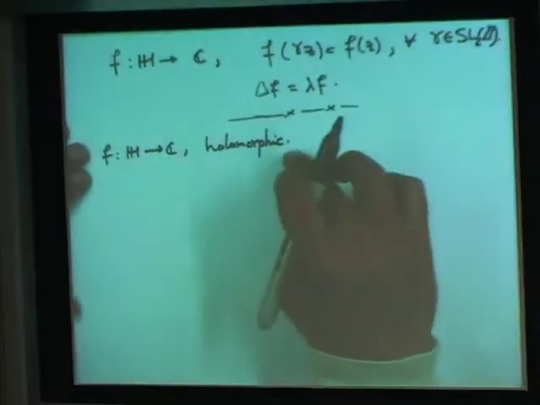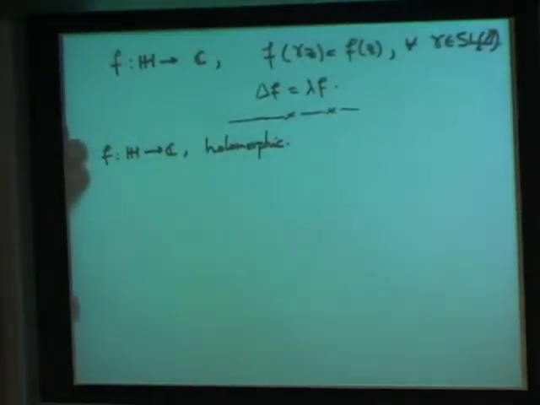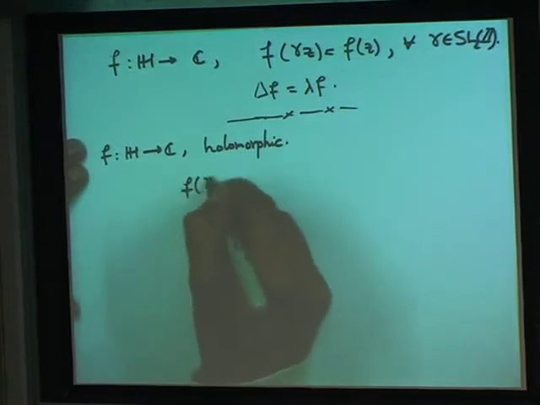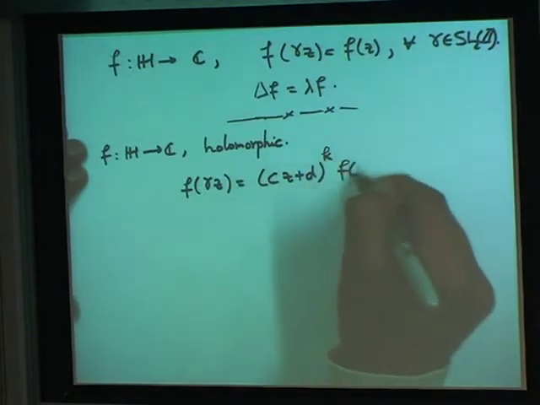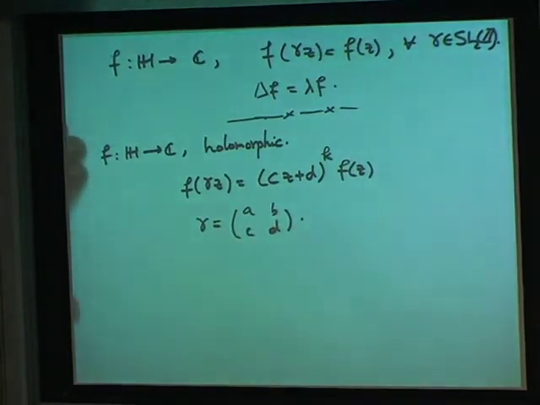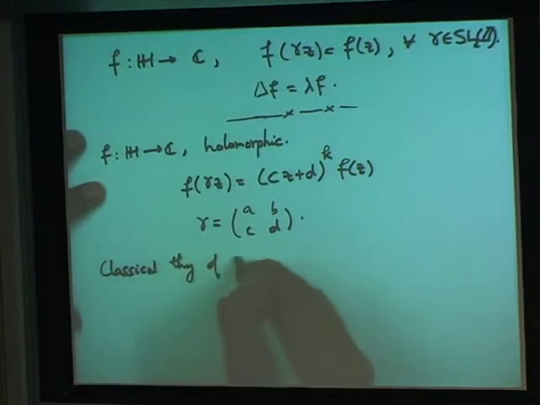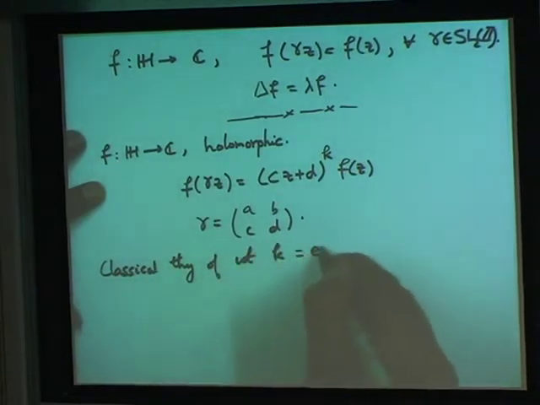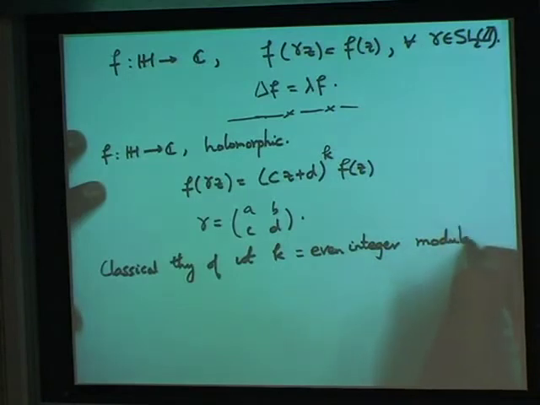But if you want them to transform nicely, so that f of gamma z should be f of z, then of course there are not so many of these. But we can instead ask for something like f of gamma z is a modular form of weight k, so it's cz plus d to the k times f of z, for gamma being some matrix with entries a, b, c, d. And this is the classical theory. A modular form of weight k, where k is an even integer. And I'm just going to stick to full level SL2(Z).